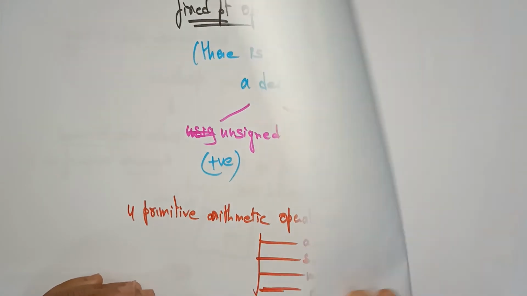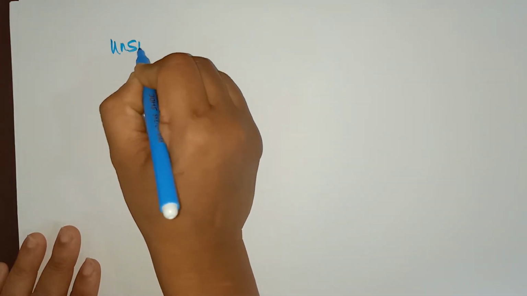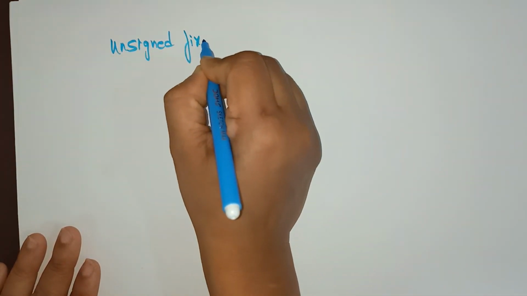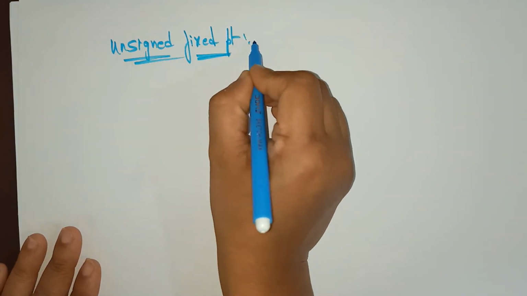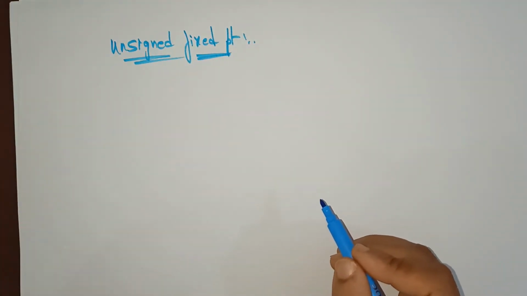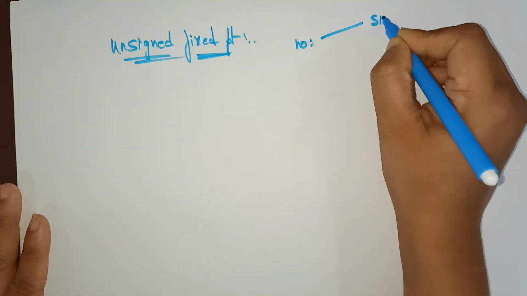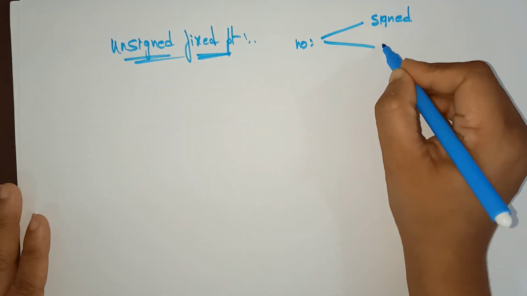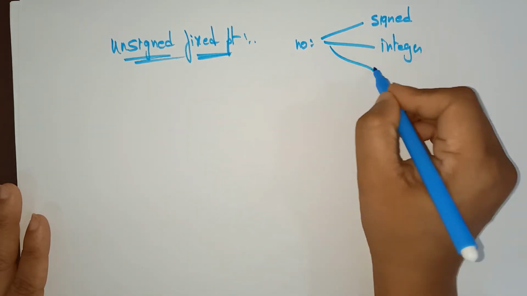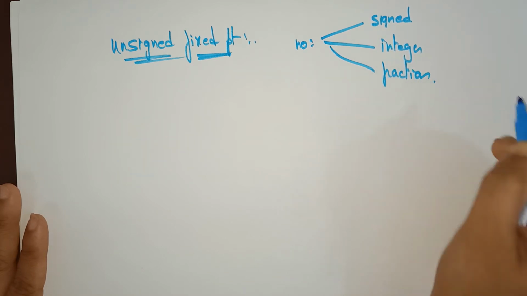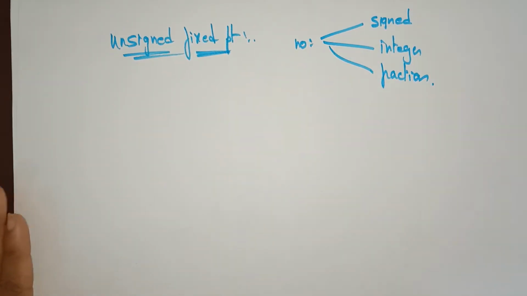Now let's have a look at what unsigned fixed point and signed fixed point are. In the next video we'll discuss floating point operations also. Let's take unsigned fixed point. Whatever number we take is divided into 3 parts: the signed part, the integer part, and the fraction part.